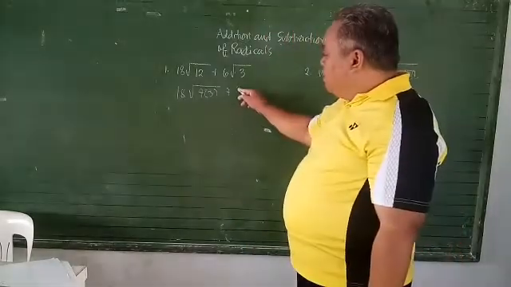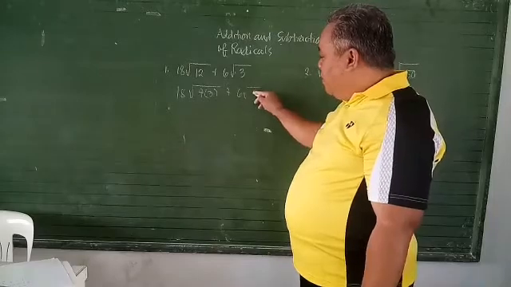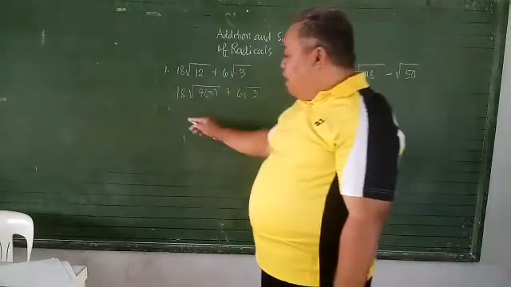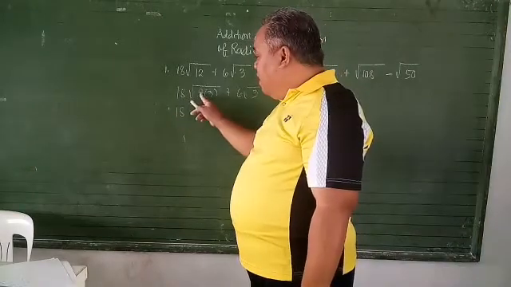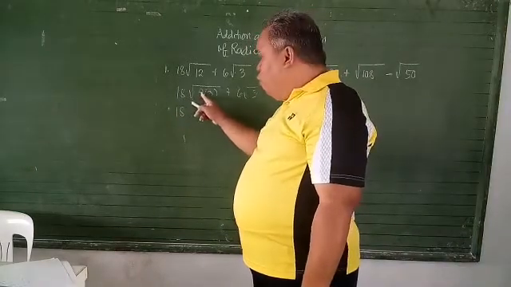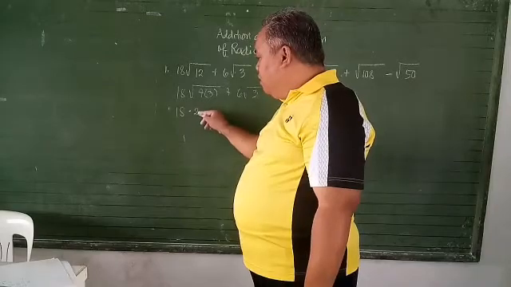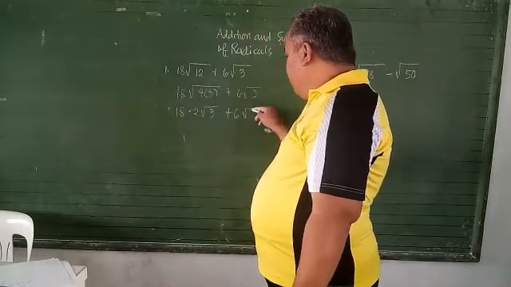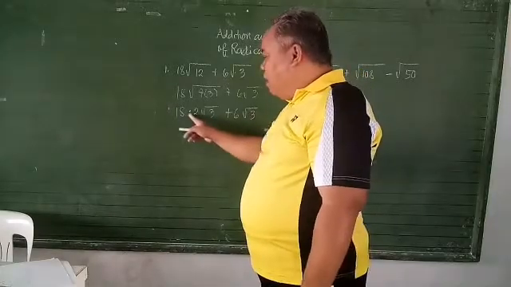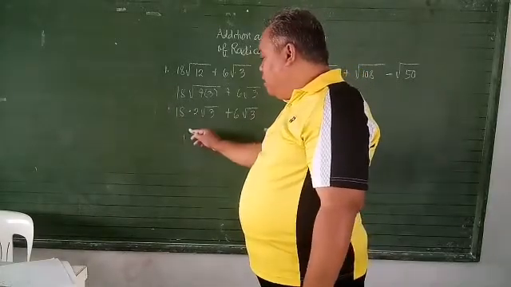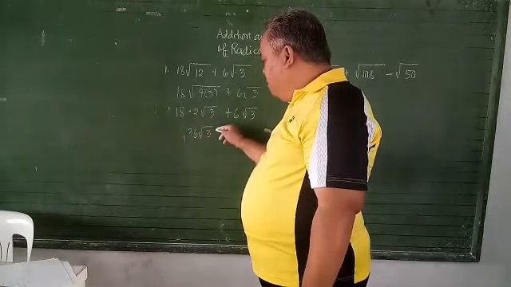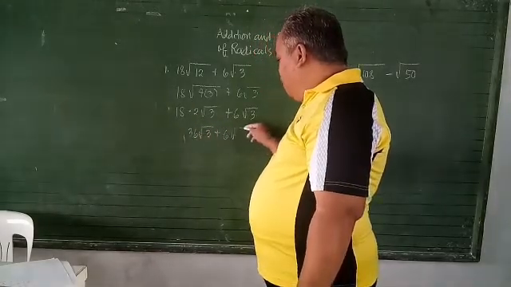So what about this one? 6 square root of 3. So 3 is irrational number na, so wala na yung factor. So this time, put 18 here, and then find the square root of 4, that is 2. Then square root of 3 plus 6 square root of 3. Then multiply this one, 18 times 2 is 36. 36 square root of 3 plus 6 square root of 3.